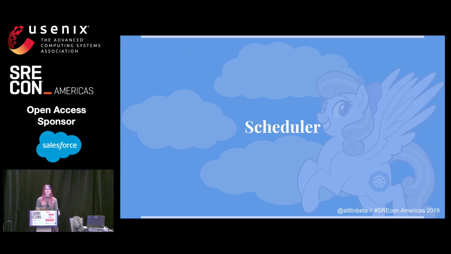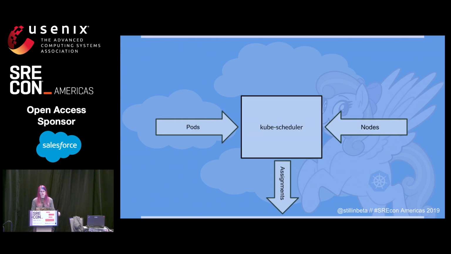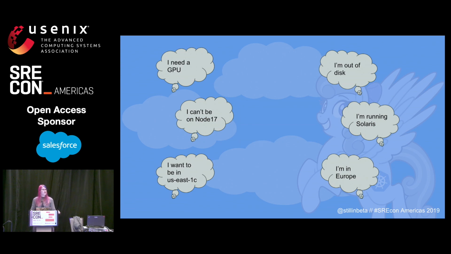And then the scheduler. The scheduler is basically a special case of controllers. It takes in pods, it takes in a list of nodes, and it assigns those two things together. Sometimes this is a pretty easy job, but nodes and pods can both specify a whole bunch of things that the scheduler has to care about. All of these things are things the scheduler has to take into account.